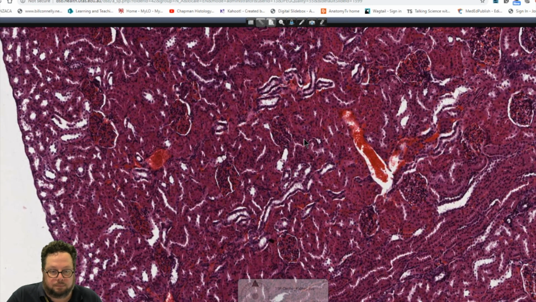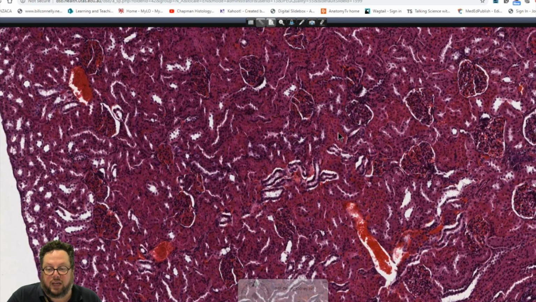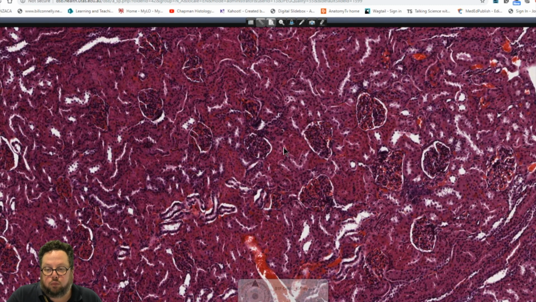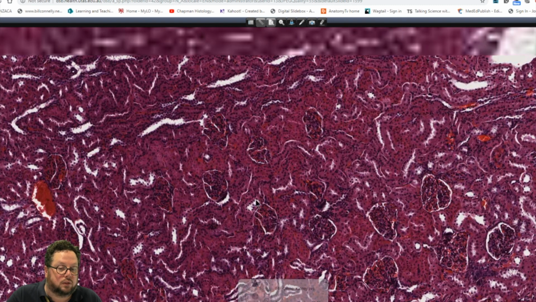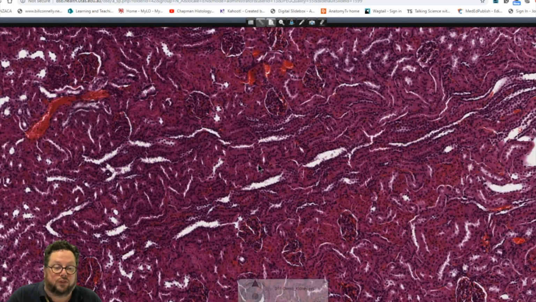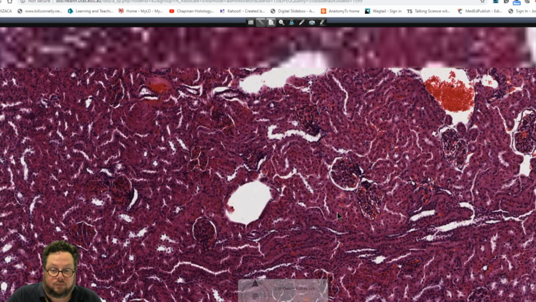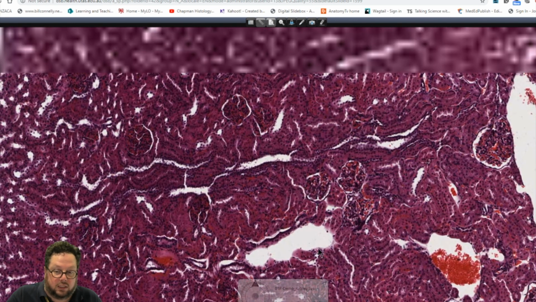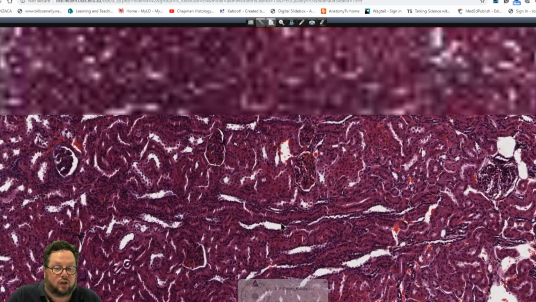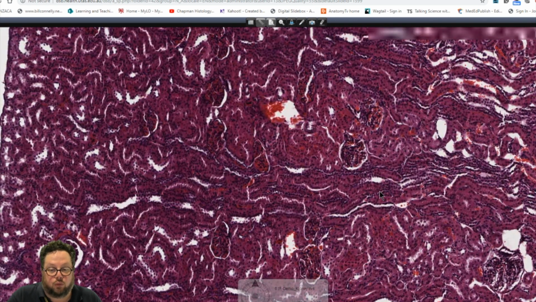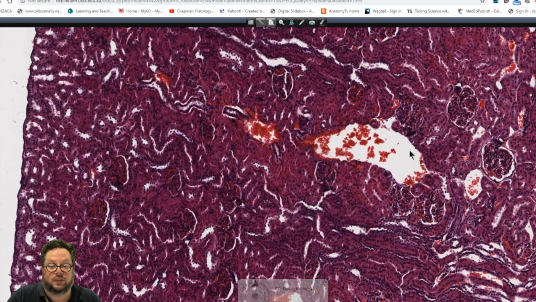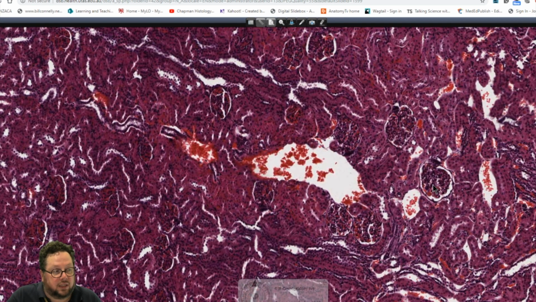So I was talking about the juxtaglomerular apparatus. It's a really important functional component of the kidneys in that it helps to regulate blood pressure. Now, the juxtaglomerular apparatus consists of three components. One of those was the macula densa, which I was just beginning to talk about.